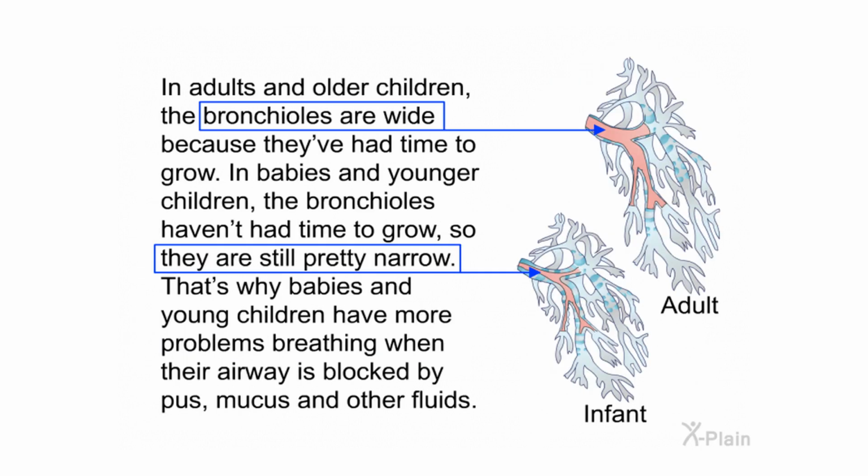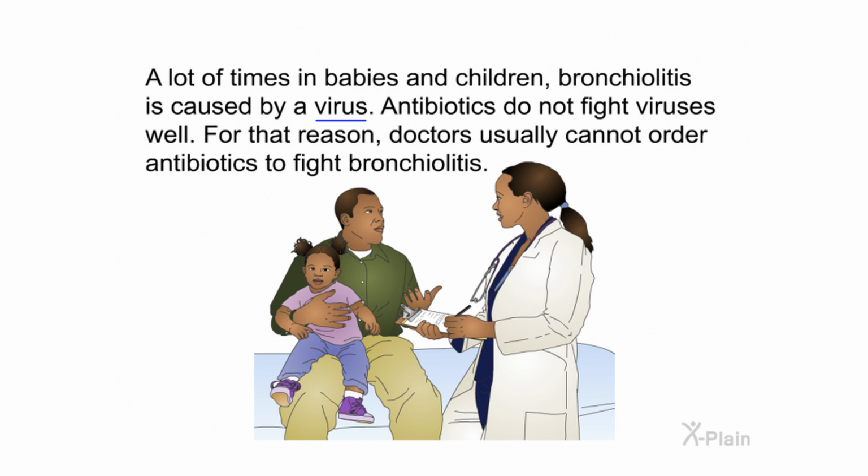In adults and older children, the bronchioles are wide because they've had time to grow. In babies and younger children, the bronchioles haven't had time to grow, so they are still pretty narrow. That's why babies and young children have more problems breathing when their airway is blocked by pus, mucus, and other fluids. A lot of times in babies and children, bronchiolitis is caused by a virus.